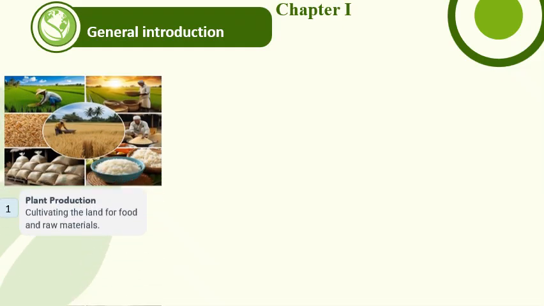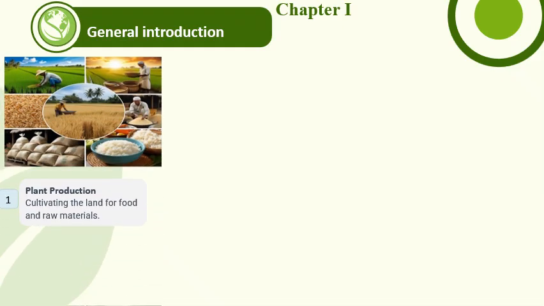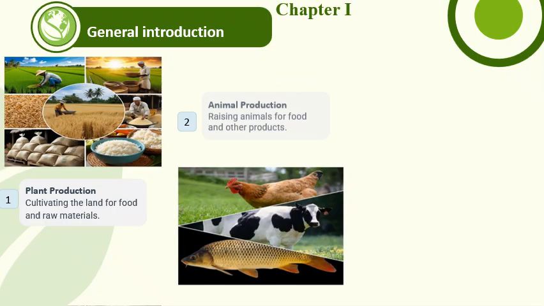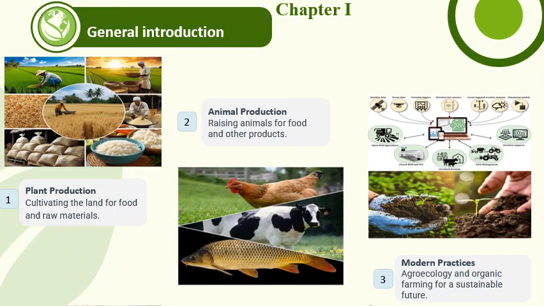Agriculture can also be understood through three main dimensions. The first is plant production, which focuses on cultivating crops for food and raw materials. The second is animal production, which includes raising animals for food and other useful products. The third is modern agricultural practices, such as agroecology and organic farming, which aim at a more sustainable future.